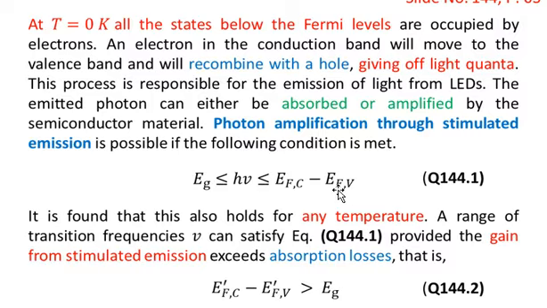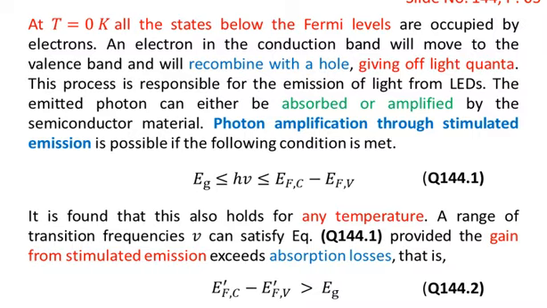So that is, the energy difference between the two Fermi levels is greater than or equal to h nu, and this h nu is greater than or equal to Eg. So this is a very strict and very tightly fitting condition. It is found that this also holds for any temperature.